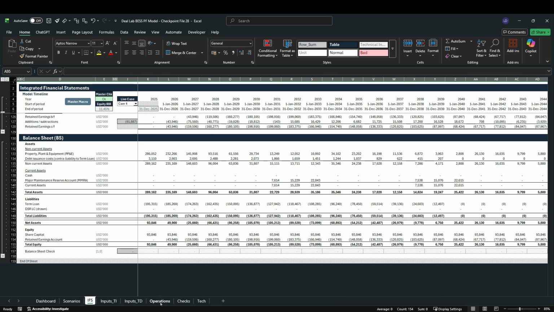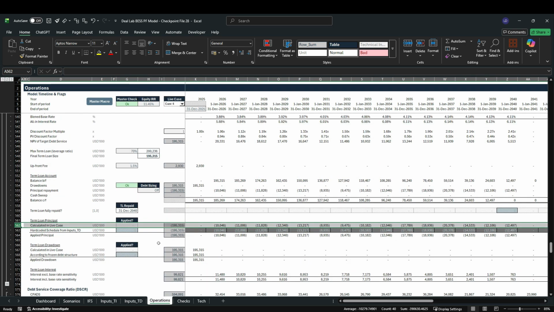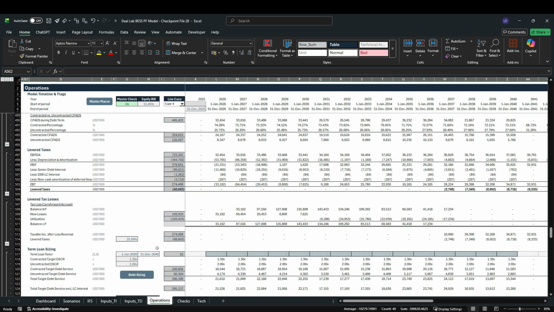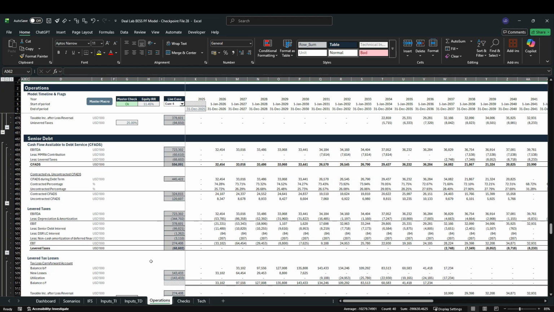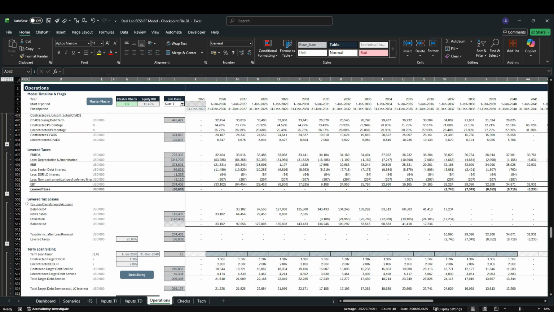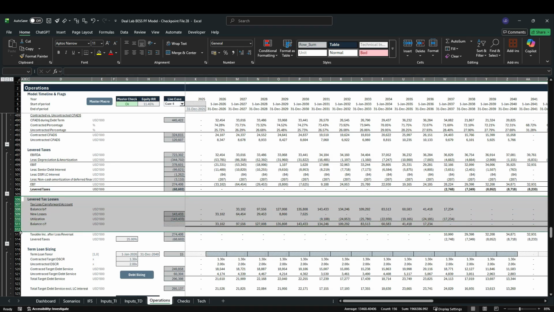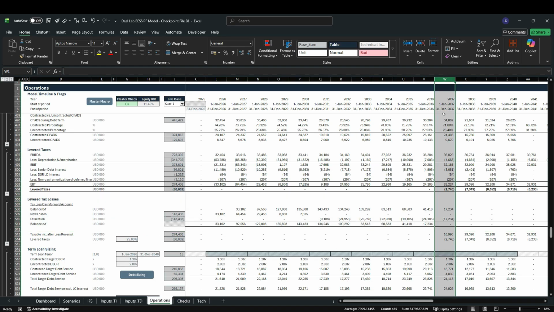actually on our operations sheet, not on our balance sheet. So if we scroll up to our levered taxes section right here in the debt sizing, you will see that we have a tax loss carry forward account, which ensures that we only pay taxes once we actually have a cumulative profit within the SPV, and that in the equity-based case is happening in year 2037.